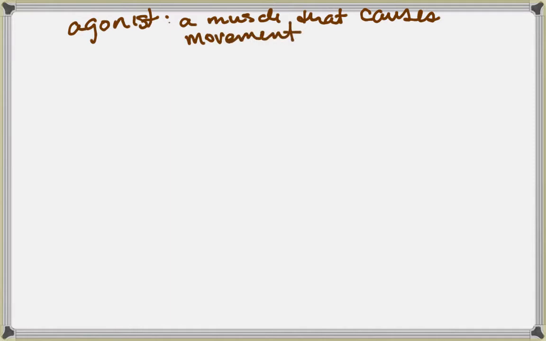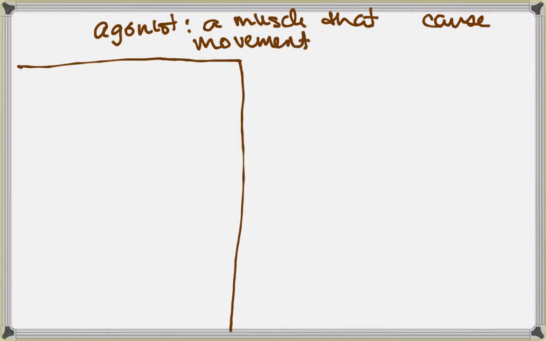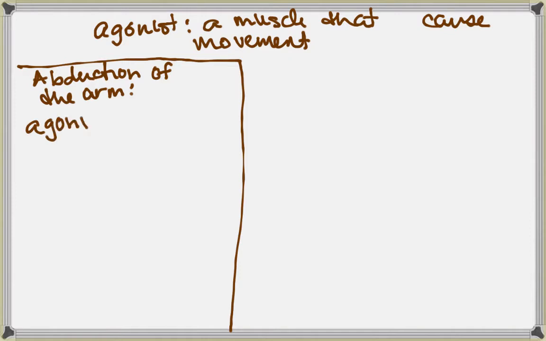That's a pretty generalized term. If we're talking about the abduction of the arm, an agonist for that can essentially be the deltoids.